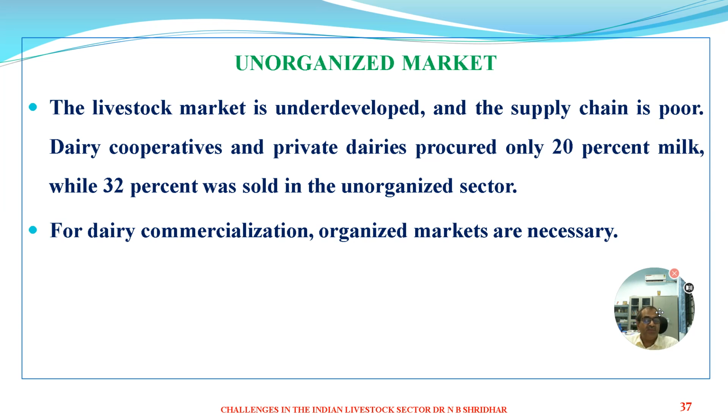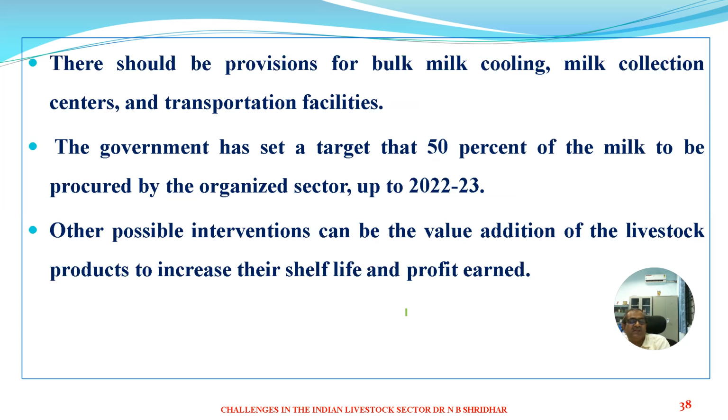Then, for dairy commercialization, organized markets are very much necessary, and we need to focus on the organized sector rather than the unorganized sector. There should be provisions for bulk milk cooling systems, milk collection centers, and transportation facilities, which are made by the government nowadays. So the government has a set target of 50% of the milk to be procured by the organized sector, especially in the year up to 2022-23, but it could not do it.